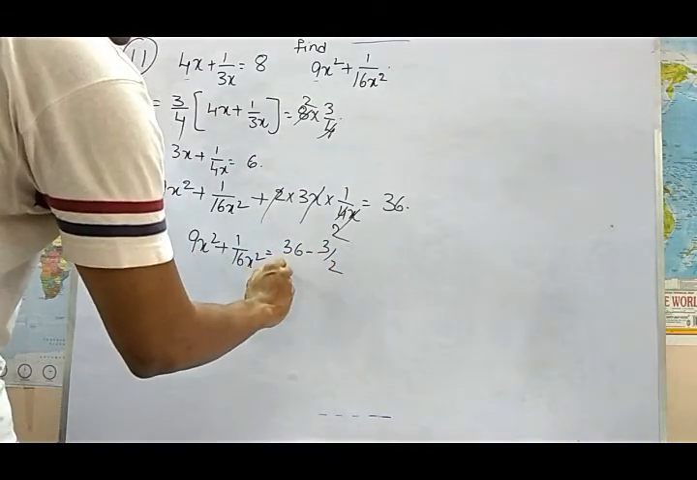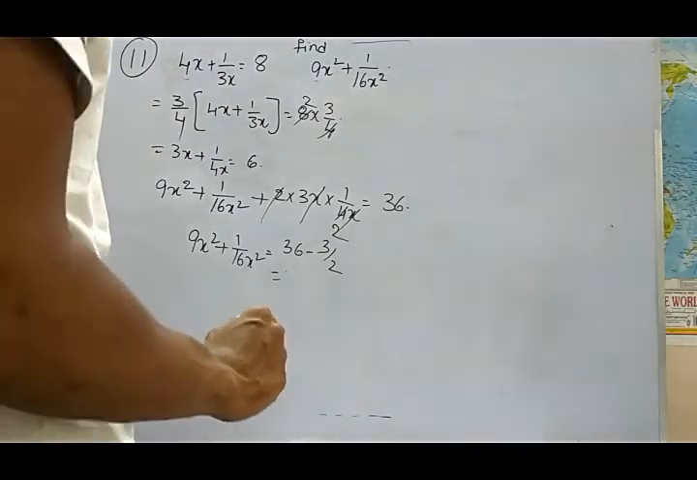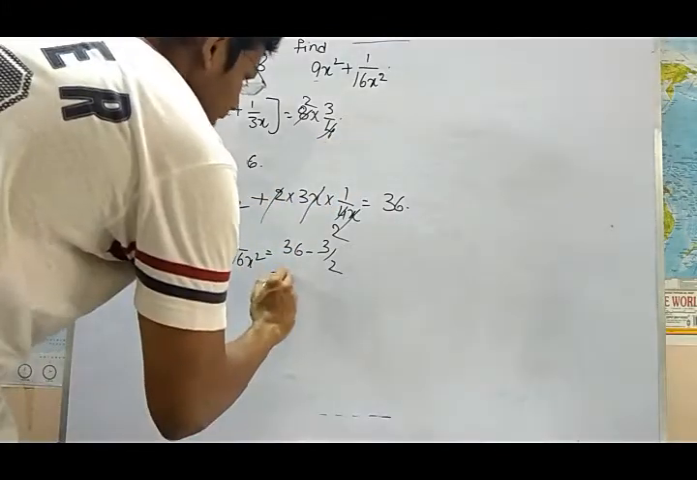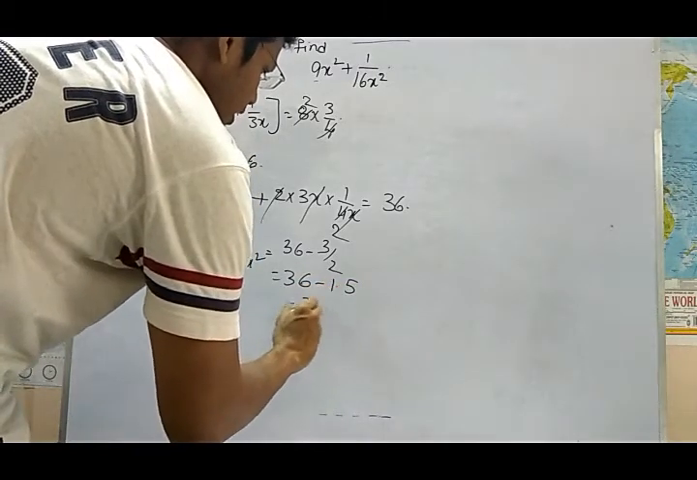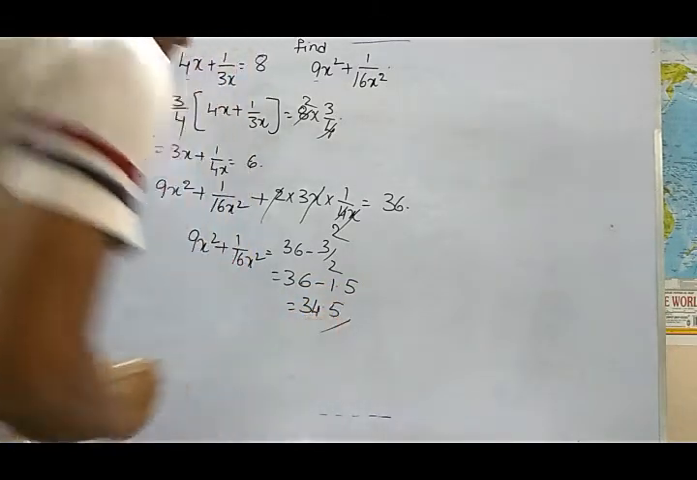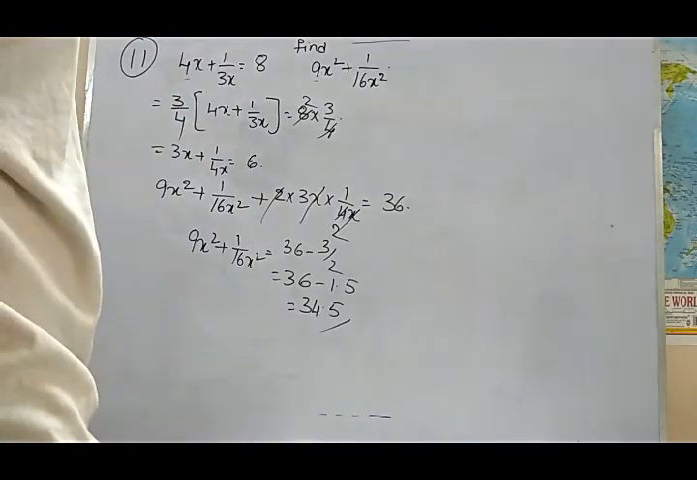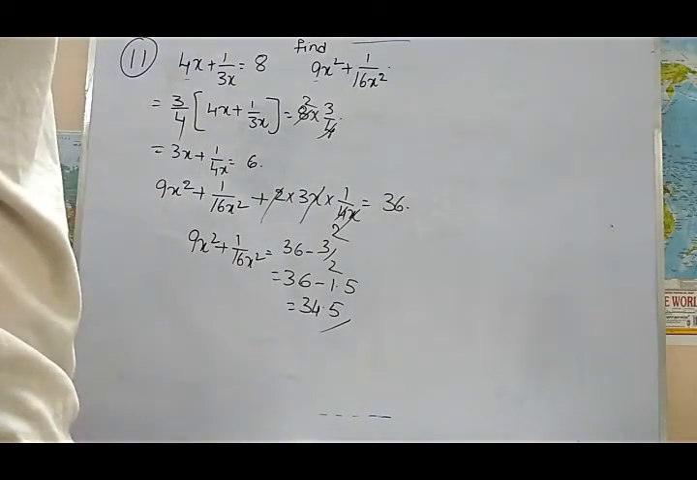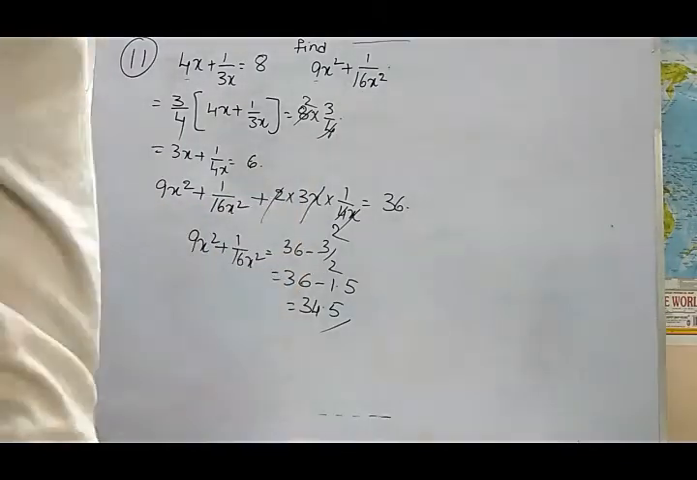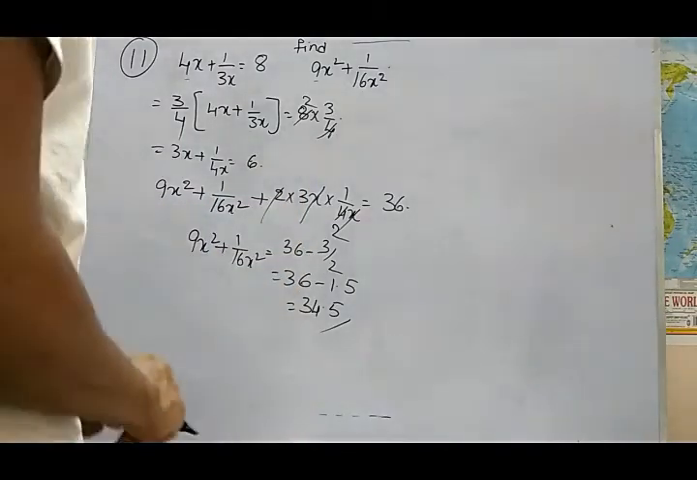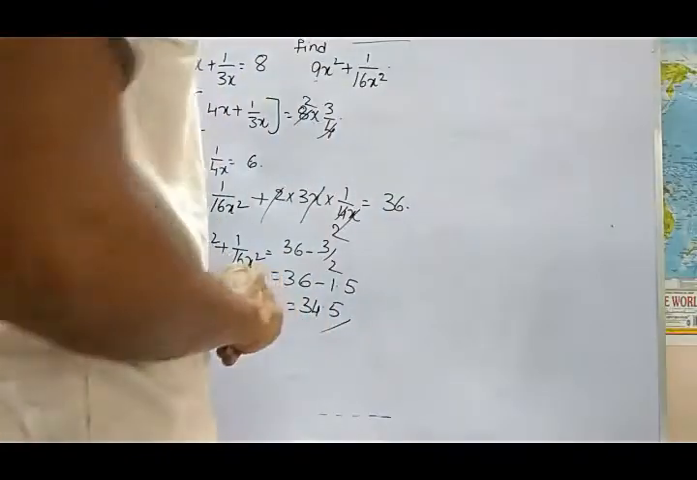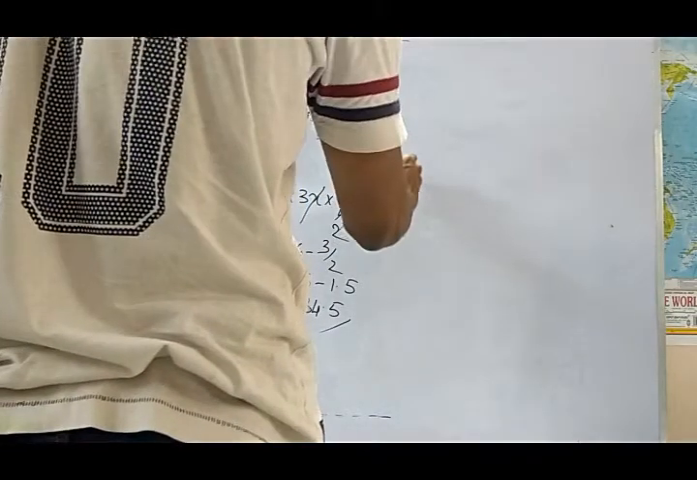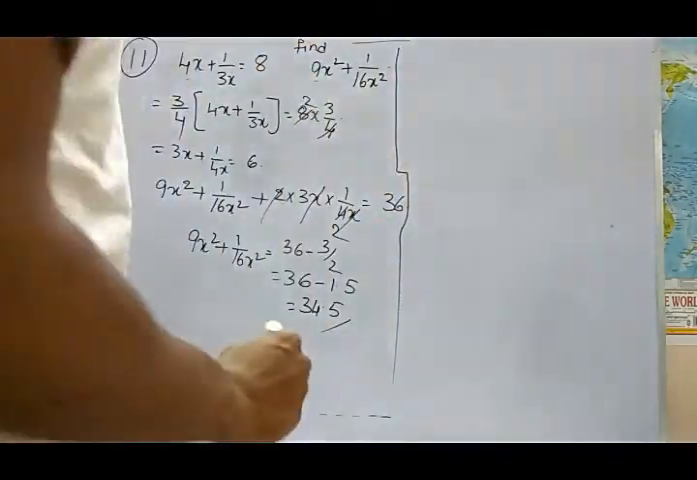What is 36 minus 3 by 2? What is 3 by 2? 36 minus 1.5. 34.5. Students, you got my point? 34.5. We'll take the next question. It's a very important question, students. So see it carefully.